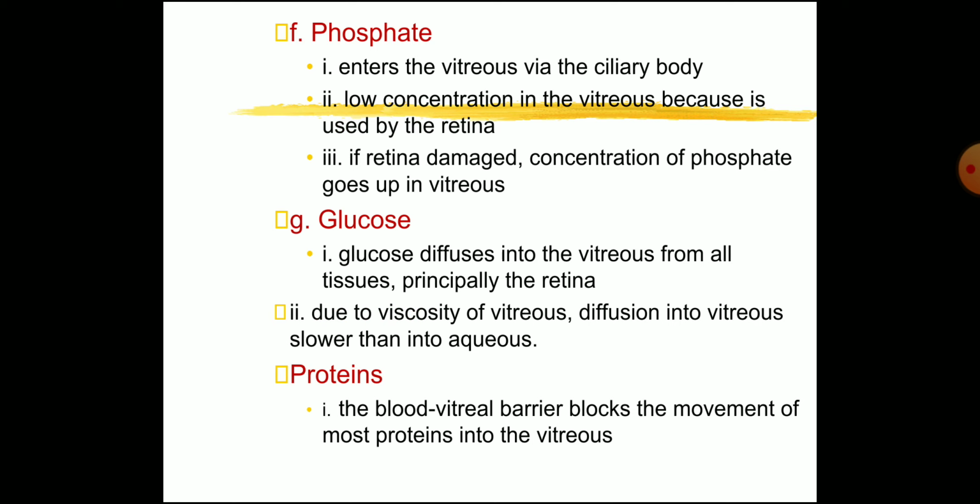Then the protein. The blood-vitreal barrier blocks the movement of most of the protein into the vitreous. So the protein content is less because the blood-vitreal barrier blocks the movement of protein into the vitreous.